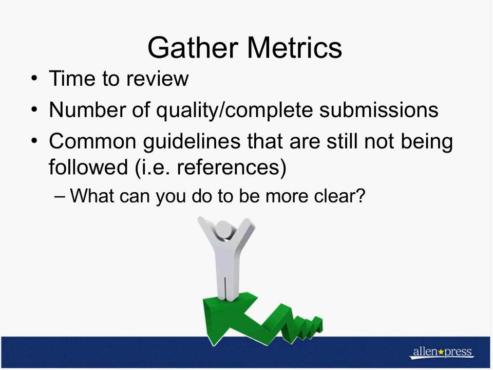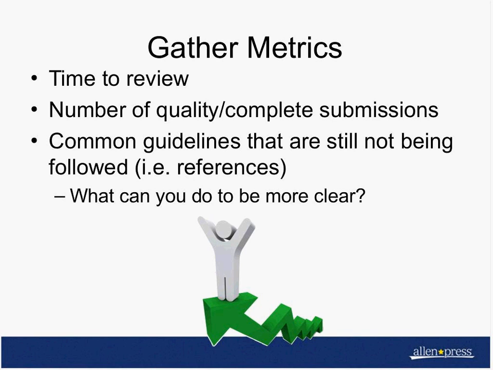After you've reviewed your author guidelines, track your manuscript submissions. Are you still getting incorrect submissions? What specifically is happening? Is it the references? If you've seen some areas improve and others stay painful, take another look. Talk to your vendor and see if they have suggestions. Have an outside person take a look.